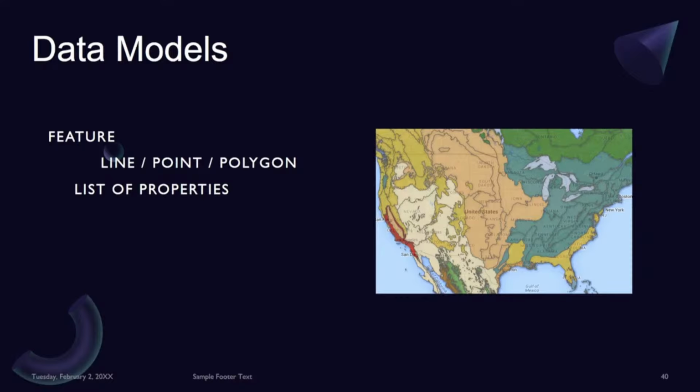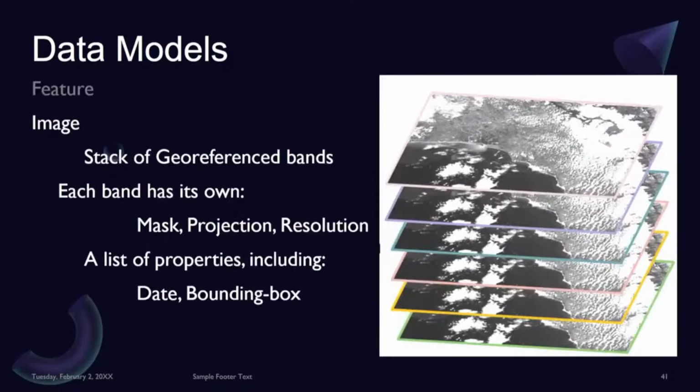This is the data model of Google Earth Engine. First, if you are interested in vector data, all vector data is represented as a feature, maybe line, point or polygon, plus a list of properties. Images or raster data are represented as an image. An image is a stack of georeferenced bands. Each band has its mask, projection, resolution, plus a list of properties. So all vector data is represented as a feature, and raster data is represented as an image.